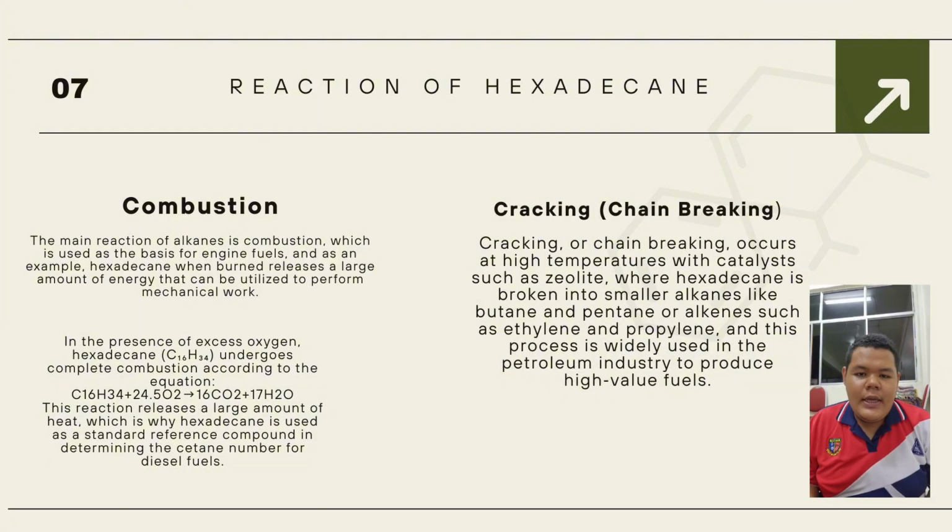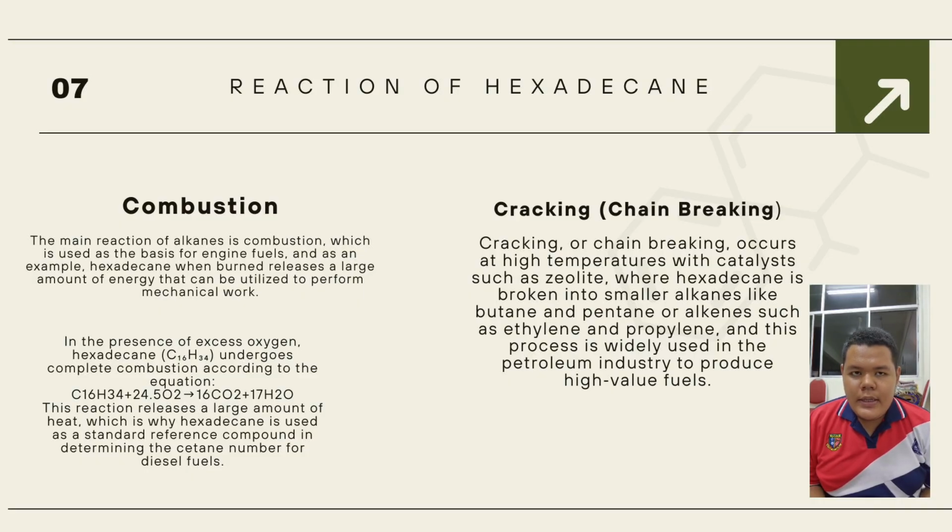Second reaction for hexadecane is chain breaking or cracking. Cracking occurs at high temperature in the presence of catalysts such as zeolite. In this process, hexadecane molecules are broken down into smaller molecules such as alkanes, for example butane and pentane, or alkenes, for example ethylene and propylene. This cracking process is very important in the petroleum industry because it produces high-value fuels that are more flammable and suitable for various commercial applications.